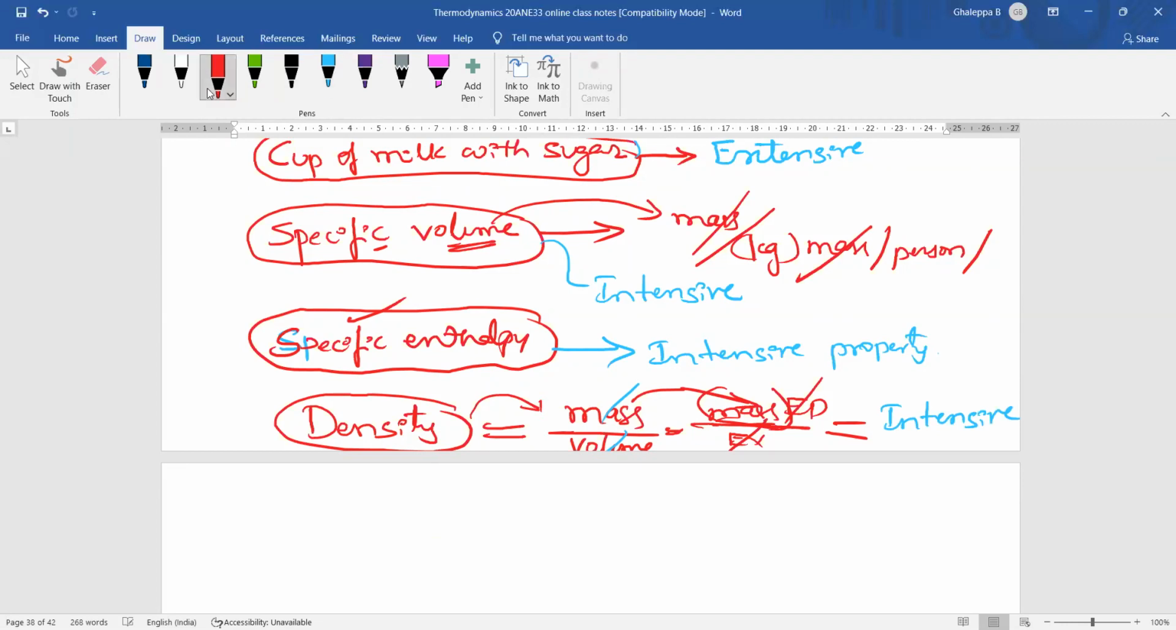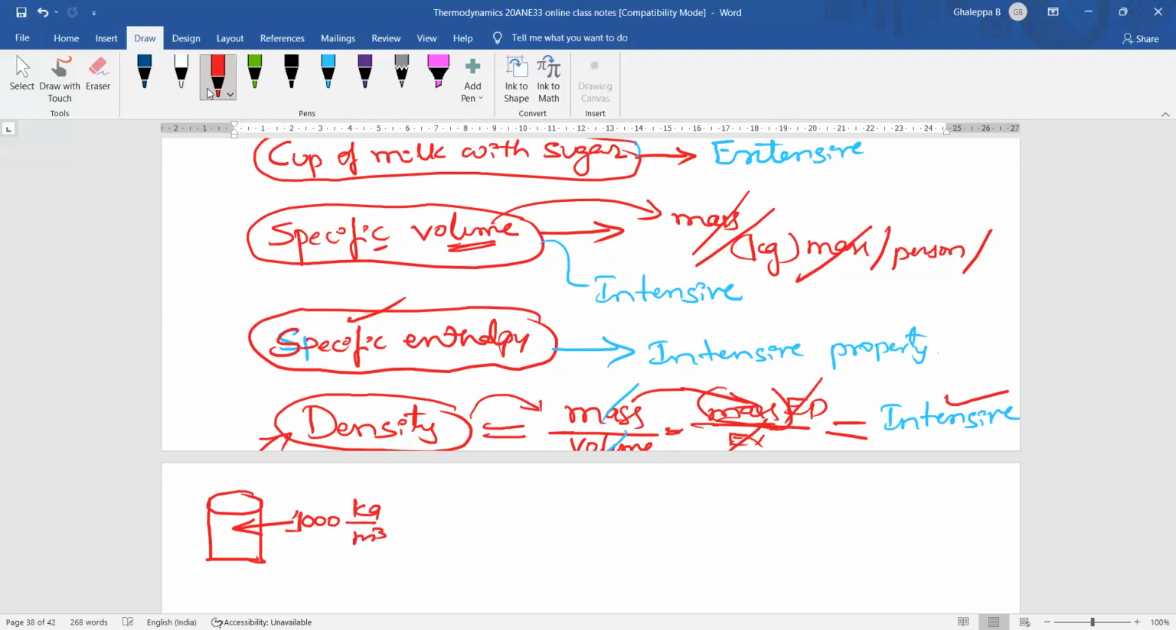Similarly, I will write one more example. It looks like the same as density. I will explain why density is an intensive property. Dear students, now I am sitting in my home and you are sitting in your home, so the temperature of the atmosphere may vary. You take one glass of water in your home, and the standard density of water is 1000 kg per meter cube.